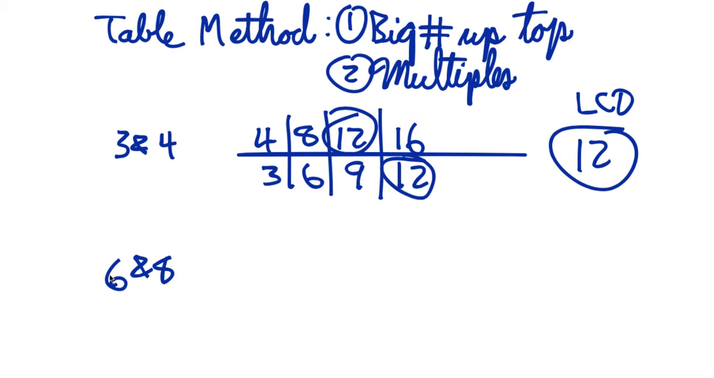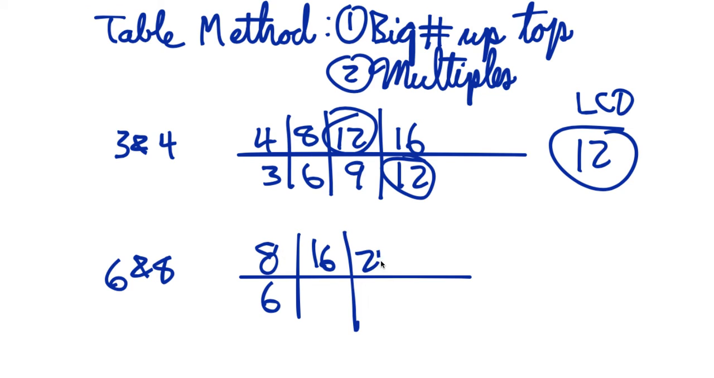Do the same thing for 6 and 8. Again, top number up top, or big number up top. So that's the 8. 8 is bigger than 6. We're going to put a 6 below. Man, ran out of ink again. Oh my goodness. Okay, again, the top number, I'm just going to keep on adding it to itself. So 8 plus 8, 16. Plus 8, 24, plus 8, 32, plus 8, 40.